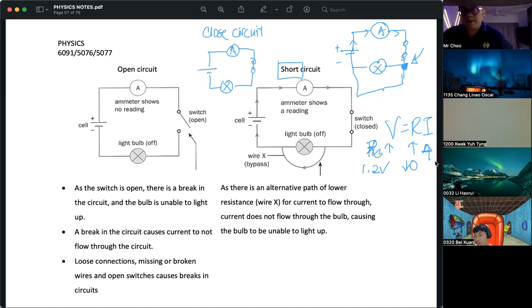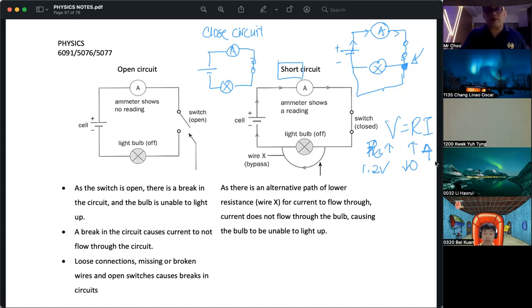Well done, Ryan. Well done, Yiting. Well done, Chelsea. How about the rest of you? Will the current be very, very big or very, very small? Well done, Oscar and Bei Kuan.